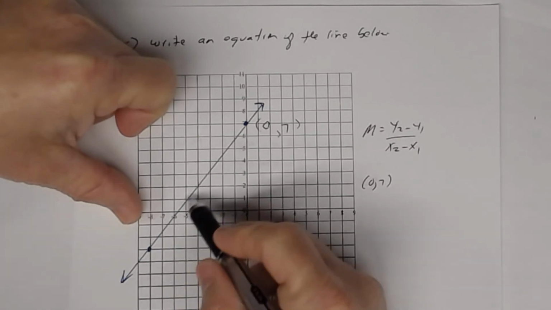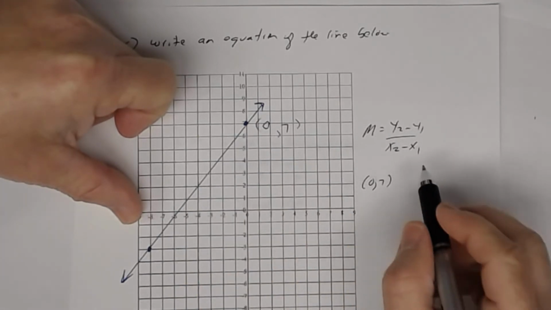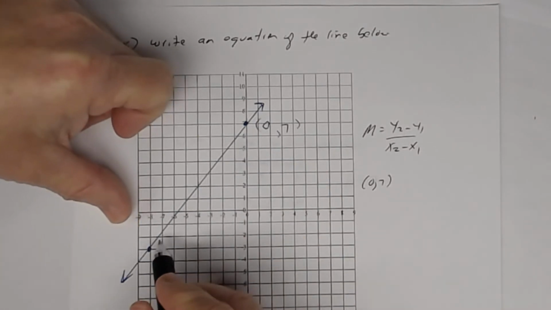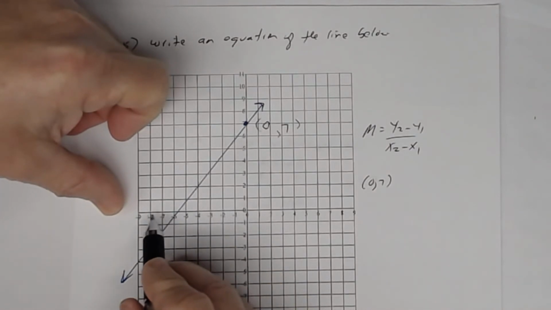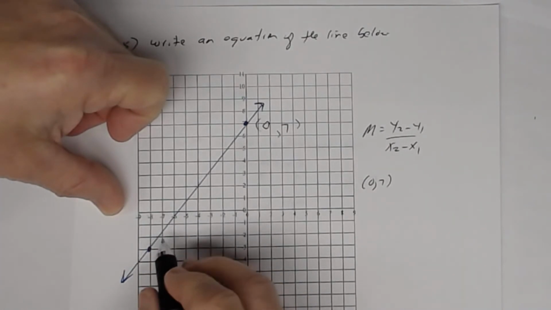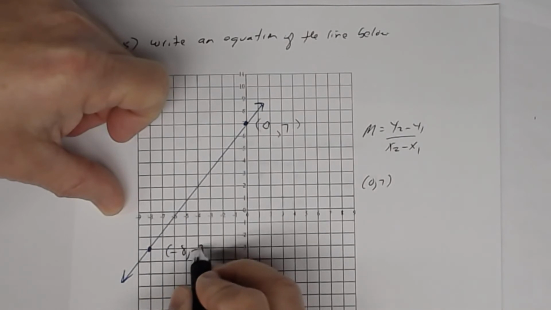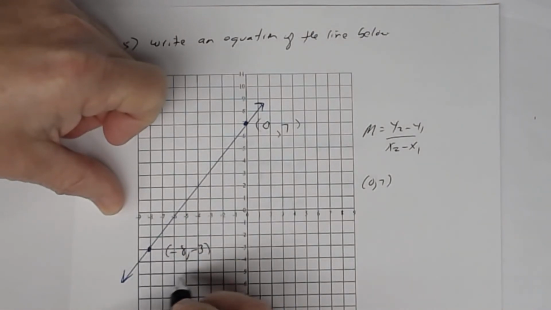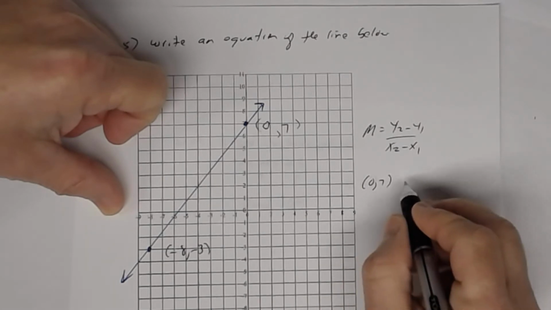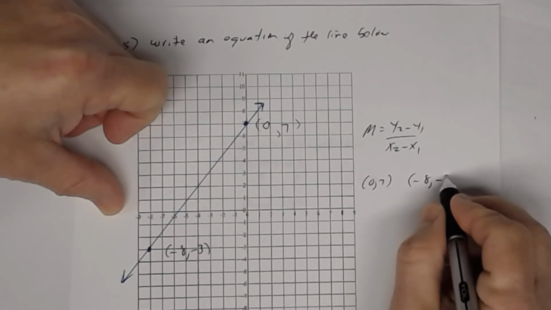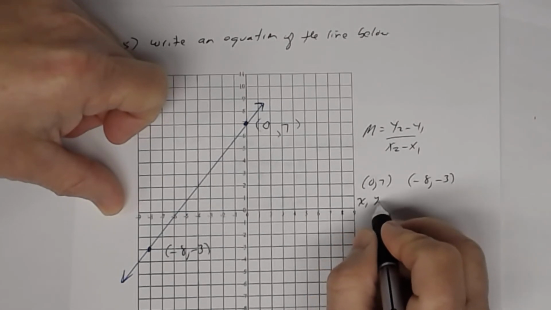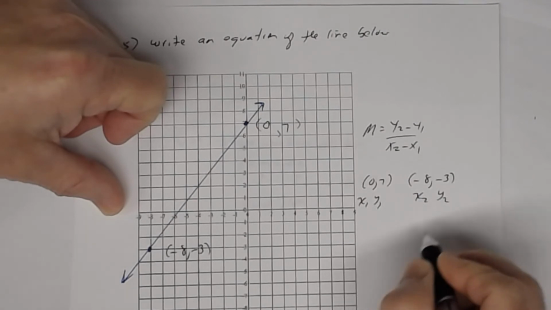And also notice my line rises, so the slope better be positive. Over here, the coordinates of this point: start at the origin, you go to the left, -8, and then down, -3. So that's -8, -3. That point's in the third quadrant. So this is quadrant 3. So here's the other point, -8, -3. So there's your x1, y1, x2, y2.